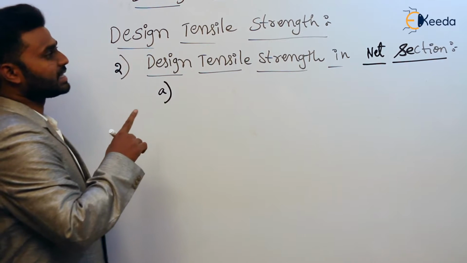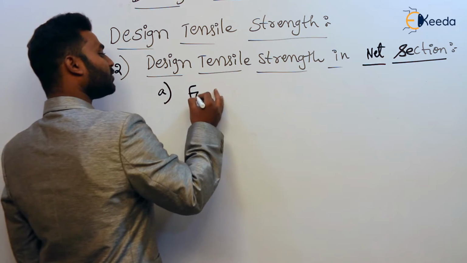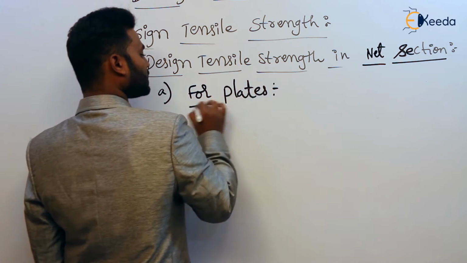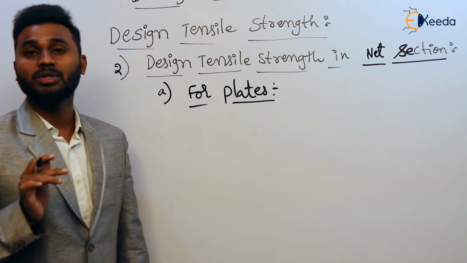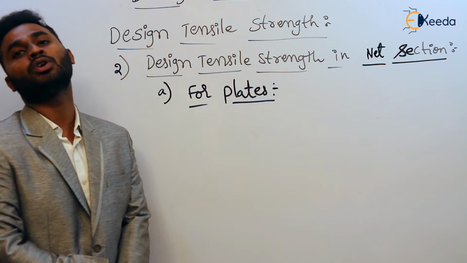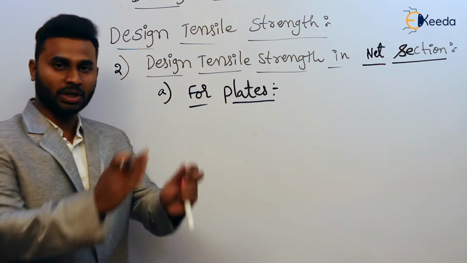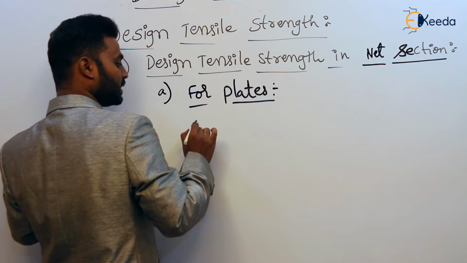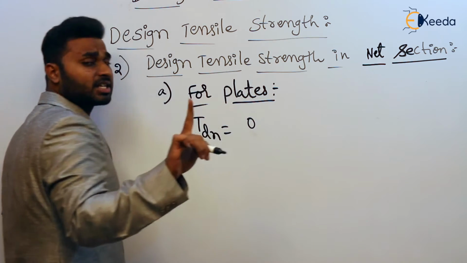The next is design tensile strength in net section, or net section rupture. It is different for plates and for angles. First let us discuss plates and later we go for angles. For plates, net section rupture, what is meant by net section? It is where the area is going to reduce, at the location where we have provided bolts, as I showed in the previous diagram. The design tensile strength in net section rupture is again stress into area.